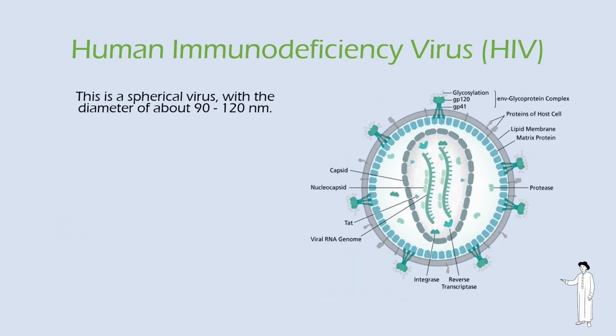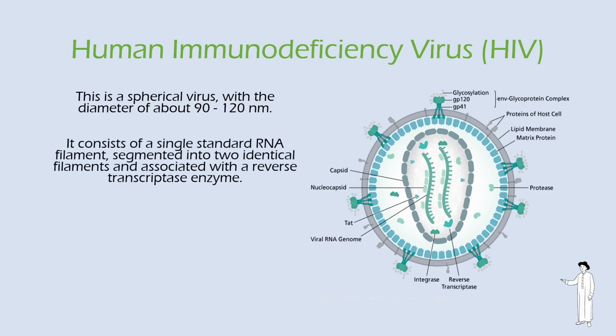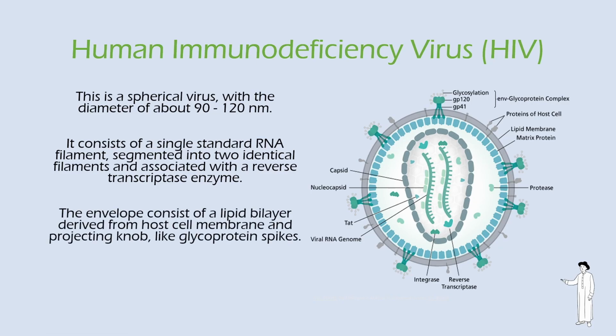This is a spherical virus, with a diameter of about 90 to 120 nanometers. It consists of a single-stranded RNA filament, segmented into two identical filaments and associated with a reverse transcriptase enzyme. The envelope consists of a lipid bilayer derived from the host cell membrane and projecting knob-like glycoprotein spikes. It contains two protein coats. On the right side, you can see the structure of HIV.